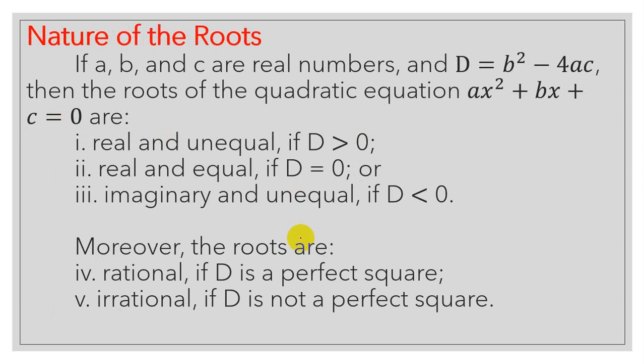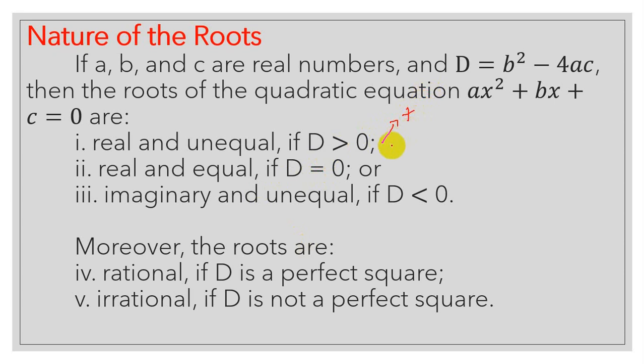Next, let's have nature of roots. If A, B, and C are real numbers, and D means the discriminant, D is equal to B squared minus 4AC, then the roots of the quadratic equation AX squared plus BX plus C equals 0, which is the standard form, are, first condition, real and unequal. This is if D, or the value of the discriminant, is greater than 0. It means the solutions or the roots of the quadratic equation are real and unequal. So this is applicable if the discriminant is positive.